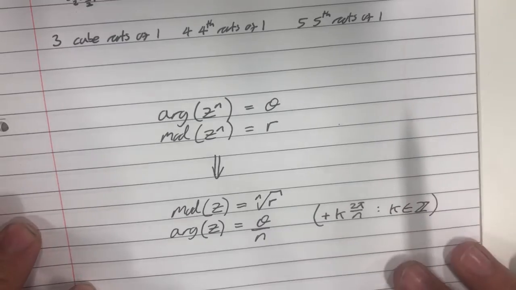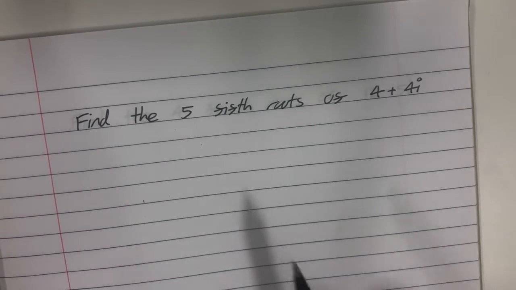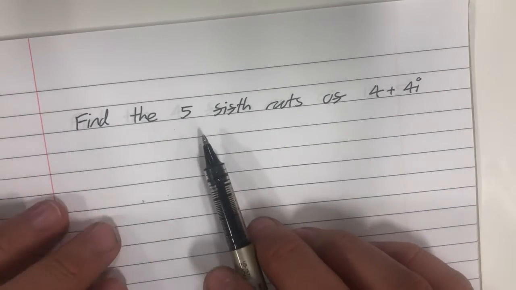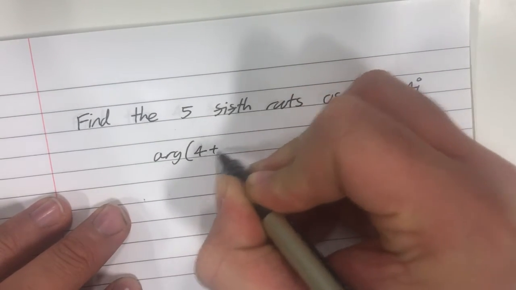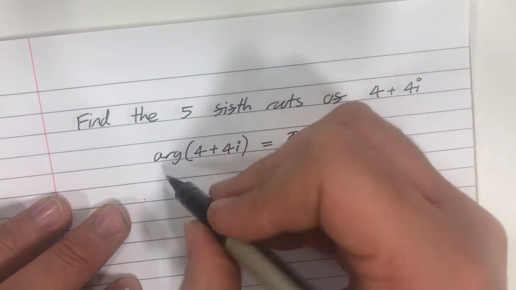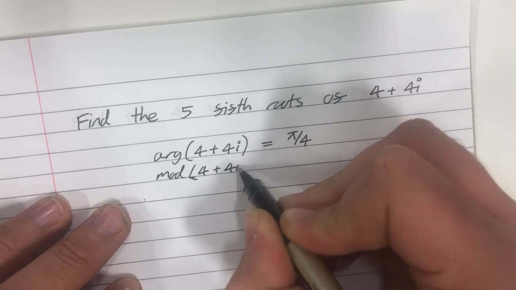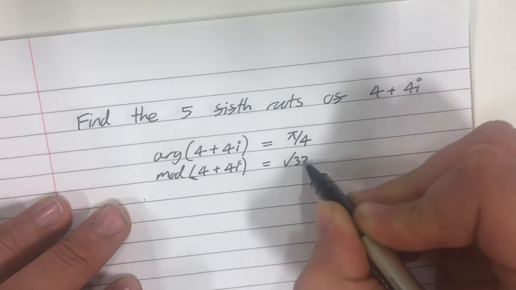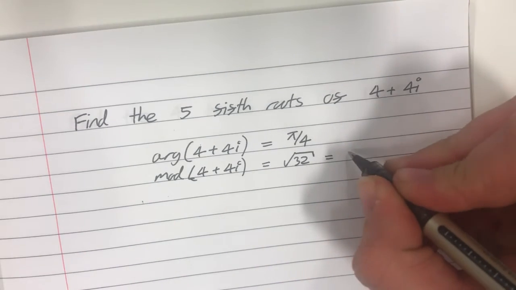So that's the theory. Let's have a look at a couple of examples. So find the 5 fifth roots of 4 plus 4i. Okay, there are 5 fifth roots of 4 plus 4i. So what we're going to do is first of all calculate the argument of 4 plus 4i. Without too much thinking, that is pi on 4. And the modulus of 4 plus 4i, well, that will be root 32. Okay, root 32 can of course be written as 4 root 2.